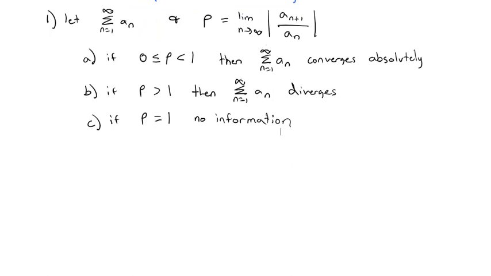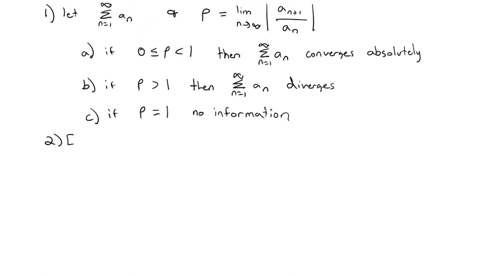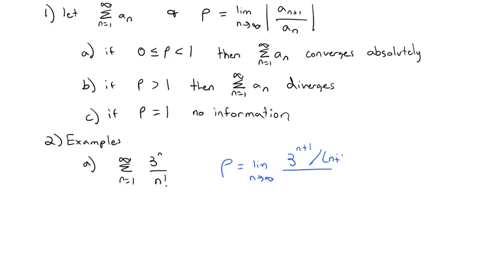So let's see if we can do some examples with the ratio test and see how it works out. Let's start by doing the sum as n goes from 1 to infinity of 3 to the n over n factorial. I mentioned that this test is best with factorials. So we define our rho as the limit as n goes to infinity of, in the numerator, we replace n with n plus 1. We have 3 to the n plus 1 over n plus 1 factorial. And then the denominator is just the a sub n term, which is 3 to the n divided by n factorial.